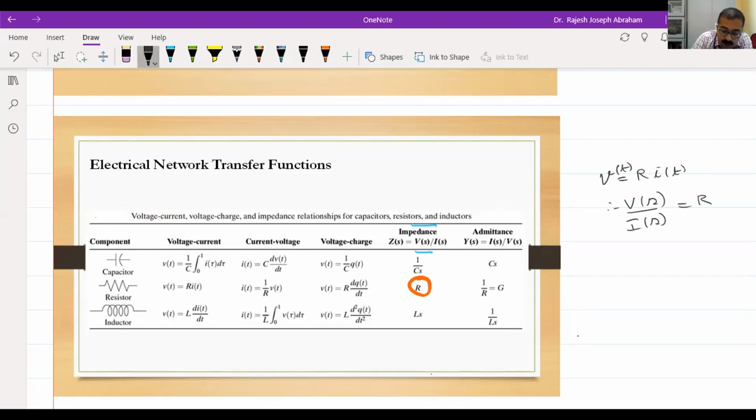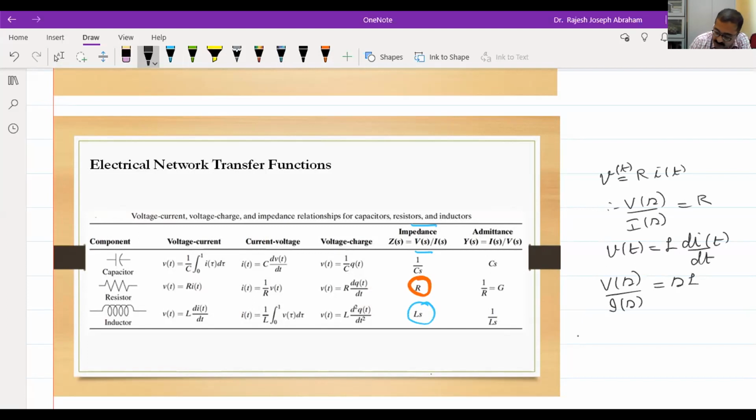Now, for an inductance, what will be the voltage current relationship? V of t equals L into di by dt. Or when you take the Laplace transform, assuming 0 initial conditions, what will you get? V of s divided by I of s will be what? S into L. And that is what is shown here.